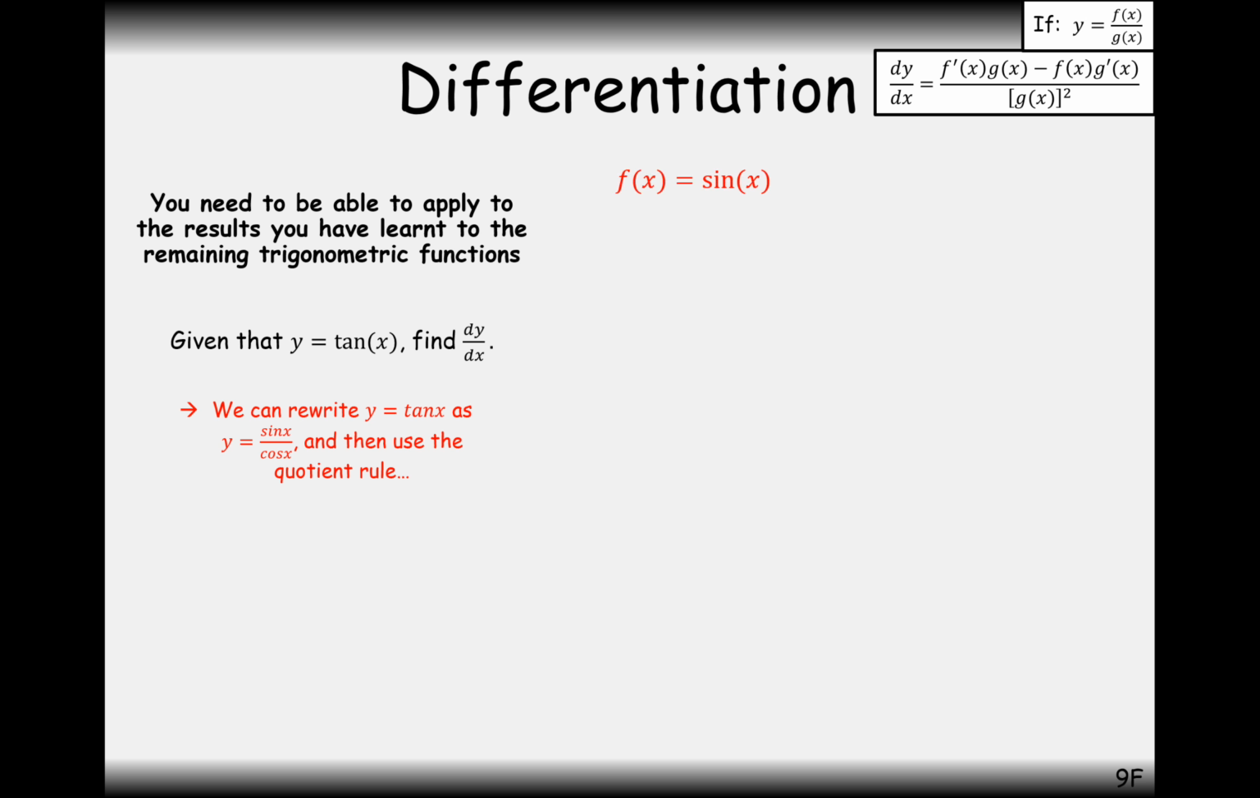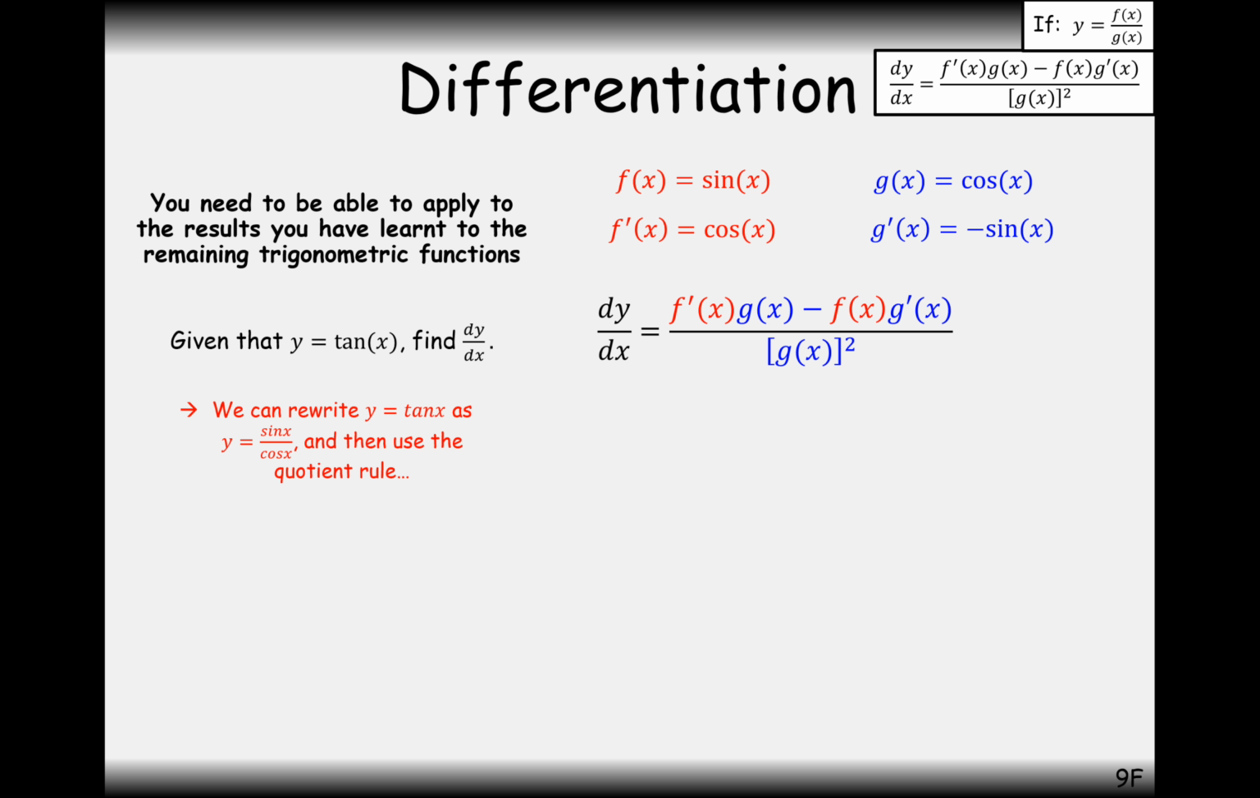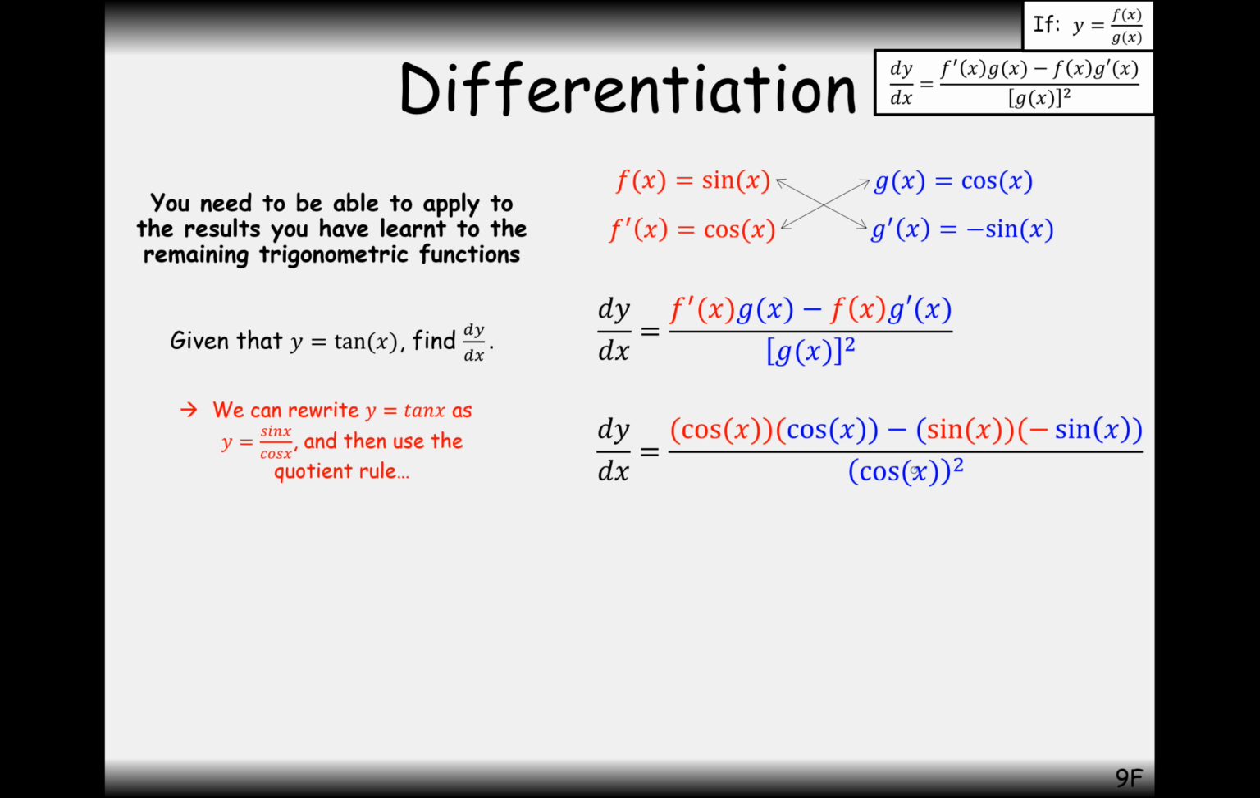So, start with your top function being sine. Differentiating that you get cos, and your bottom function is cos, differentiating that you get minus sine. And now we apply the quotient rule. So, differentiating the f function first and timesing it by g, and subtracting the f function times the differential of g. And this is what we get. We get cos x minus sine x times minus sine x all over cos squared.